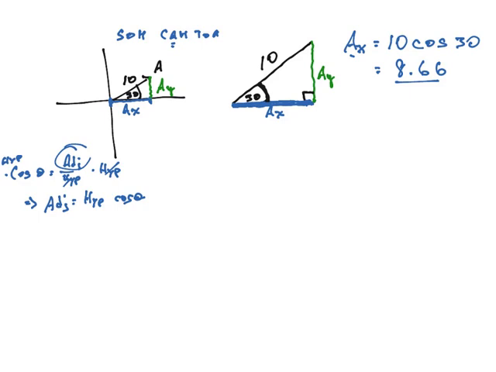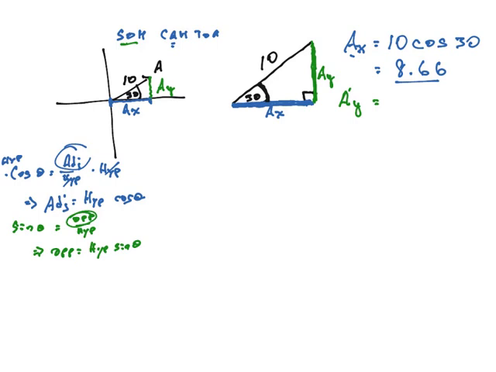What about the y component? I do exactly the same method. AY I'm looking for now. Here's AY. Here's the side there. That side, is it adjacent or is it opposite? Well, the angle theta, 30. AY is the side opposite to it. Opposite goes with sine. And I say, okay, sine theta is opposite over hypotenuse. And the same way, if I want to solve for opposite, I get opposite is hypotenuse times sine theta. Exactly the same way as before.